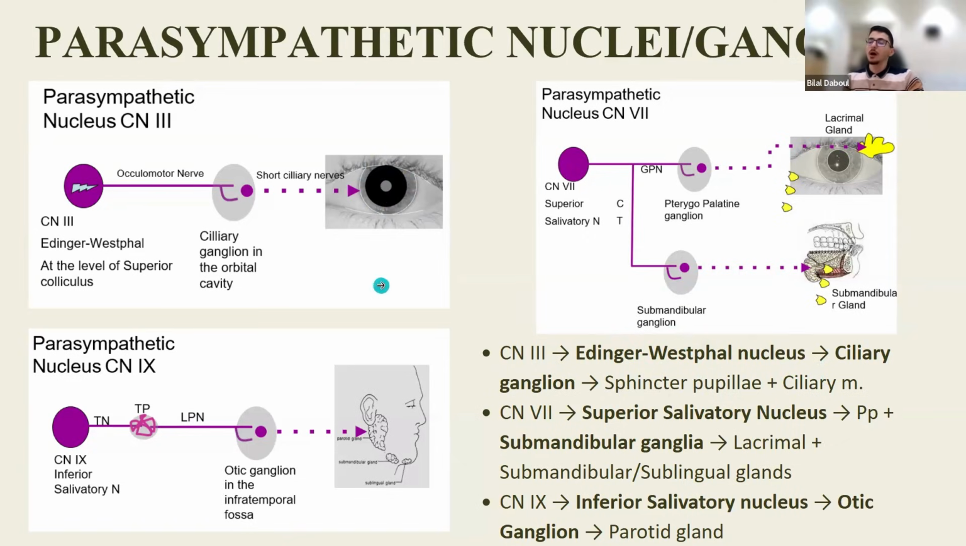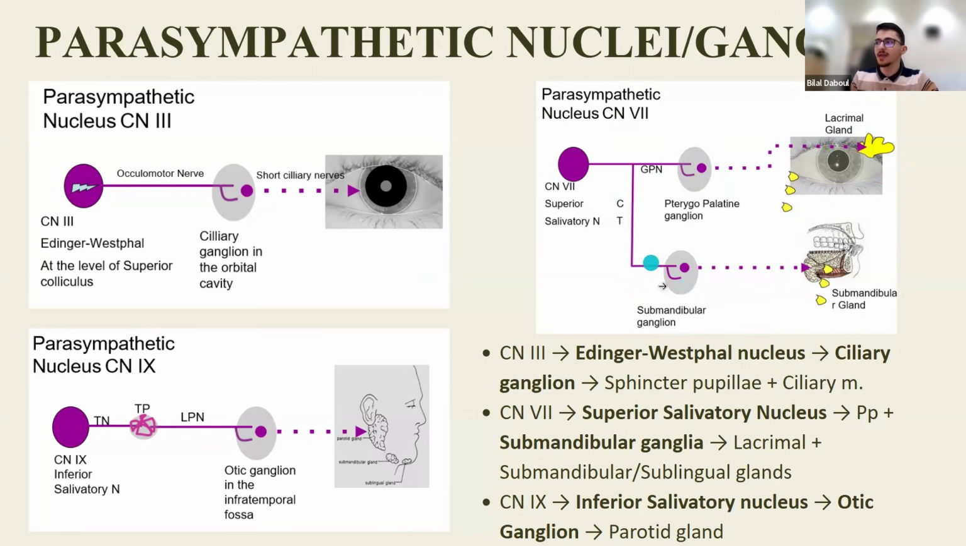Now we move on to the second pair of nuclei. We have the superior and inferior salivatory nuclei. The superior salivatory nucleus supplies the facial nerve, okay? And it synapses at 2 parasympathetic ganglia within the head and neck region. We have the pterygopalatine ganglion, which supplies the lacrimal gland and is responsible for tear production or lacrimation. So if I have damage to the superior salivatory nucleus, I would expect loss of preganglionic supply to the pterygopalatine ganglion, and decreased tear production, so dry eyes.